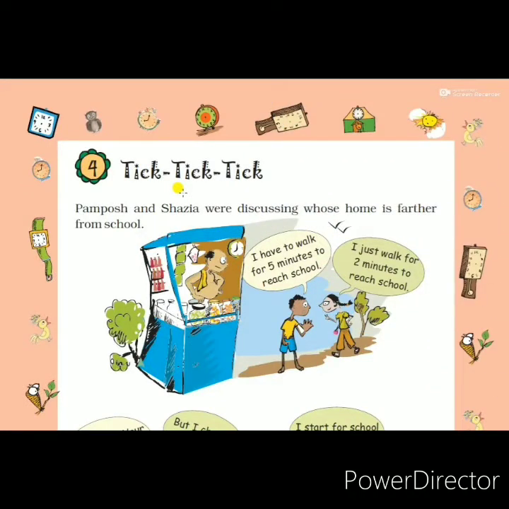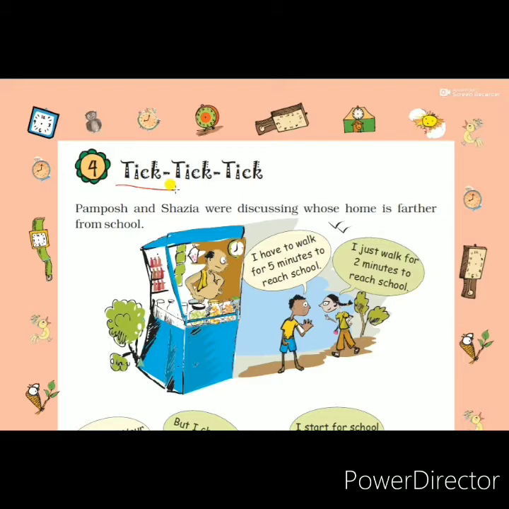Hello students, yesterday in the introduction class of this chapter 4, Tick Tick Tick, I explained how we can calculate time on a clock. I explained about the divisions on the clock, the hands of the clock, and how to find the time also. Today we will start our lesson directly, Tick Tick Tick, chapter 4.